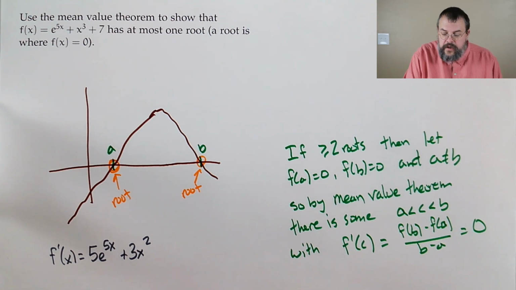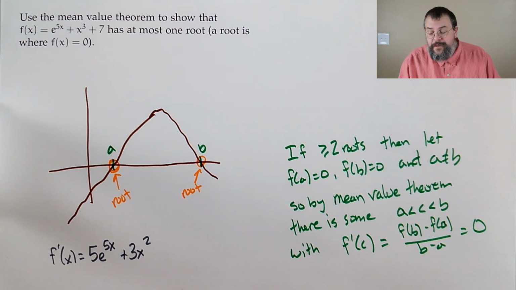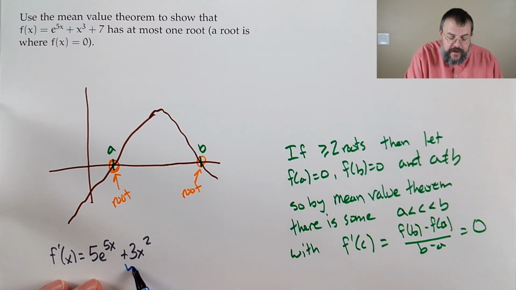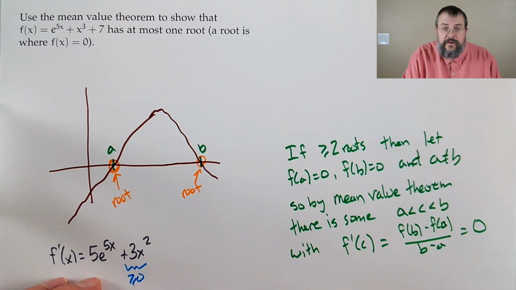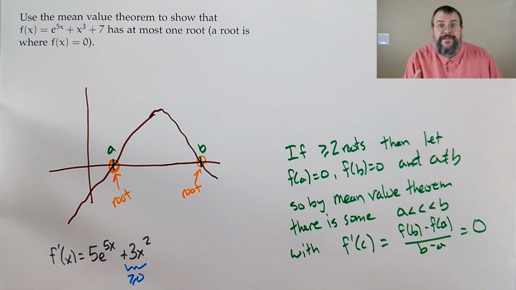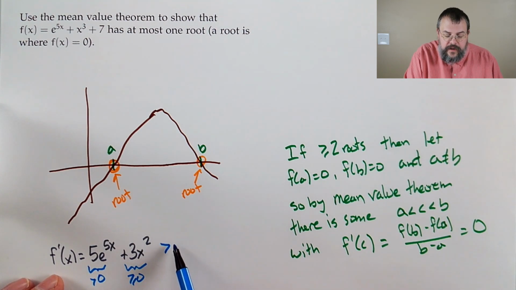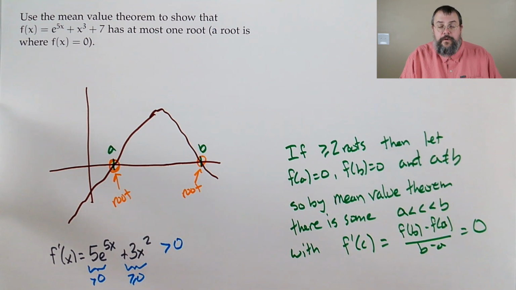Now think about our pieces here. 3x squared, well, what do we know about 3x squared? The x squared tells us this part is always greater than or equal to 0. And what do we know about the exponential function? It's always, always positive. E to anything is positive. Doesn't matter what the input is. So this is definitely a positive value, and therefore our derivative is positive. Wait a second. That's impossible.